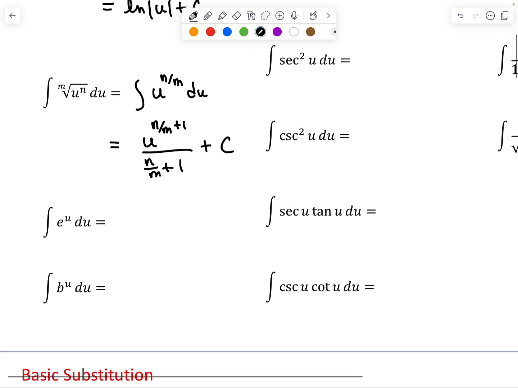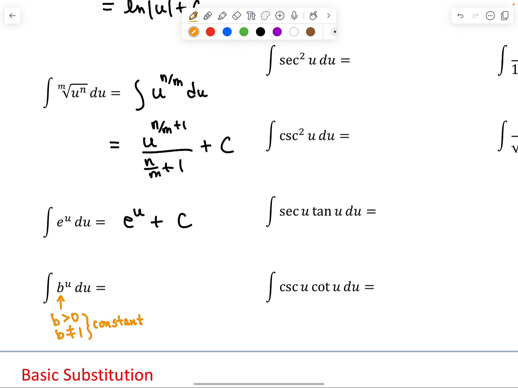The integral of e to the u du is just itself, and more generally, if b is a positive constant, but not 1, then the integral of b to the u will be b to the u divided by natural log of that base. This is a more general situation of a constant to the independent variable, whereas this is a very specific case where the base is e. This formula could be applied in this case. So you would need to divide by the natural log of e, but the natural log of e is 1, so the integral of e to the u is just itself.